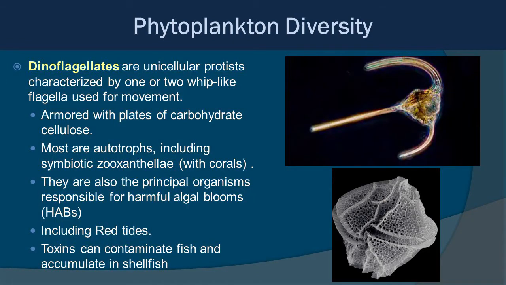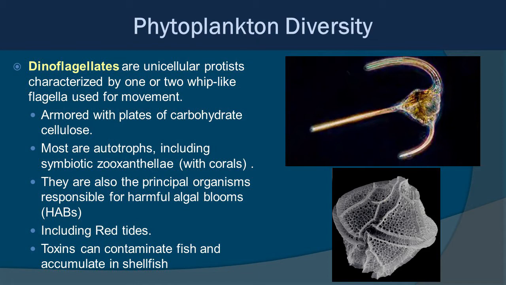Now, dinoflagellates, on the other hand, are unicellular protists characterized by 1 or 2 whip-like flagella used for movement. Now, these guys can be armored with plates of carbohydrate cellulose. Most are autotrophic, including the symbiotic zooxanthellae we've talked about with corals. So they form that symbiotic relationship in the coral tissues.